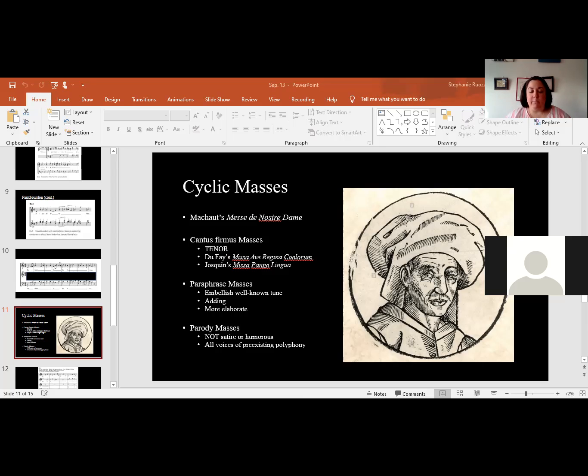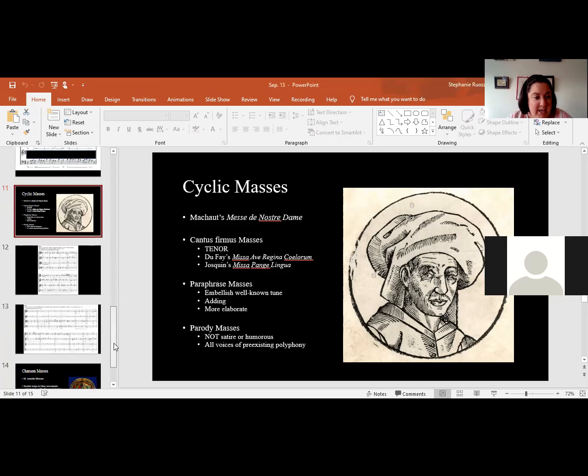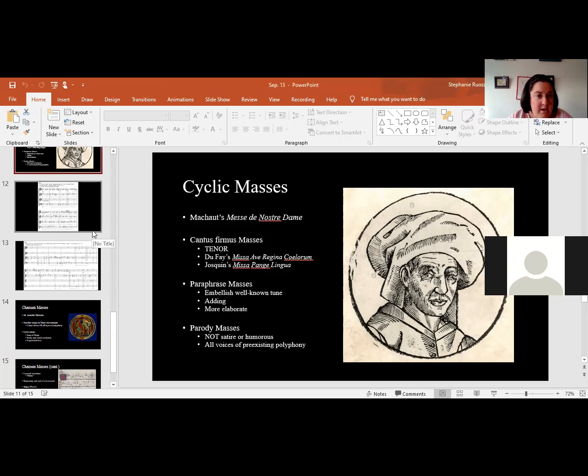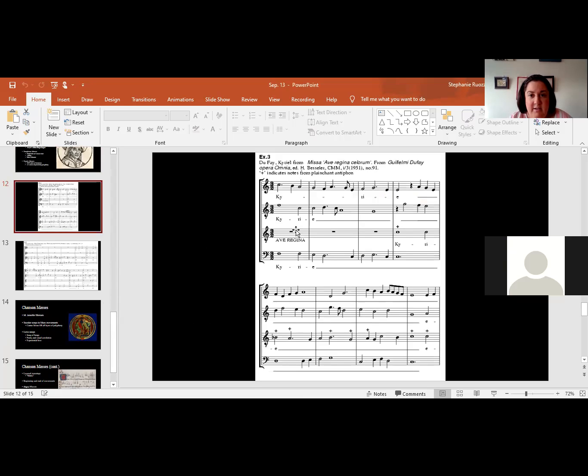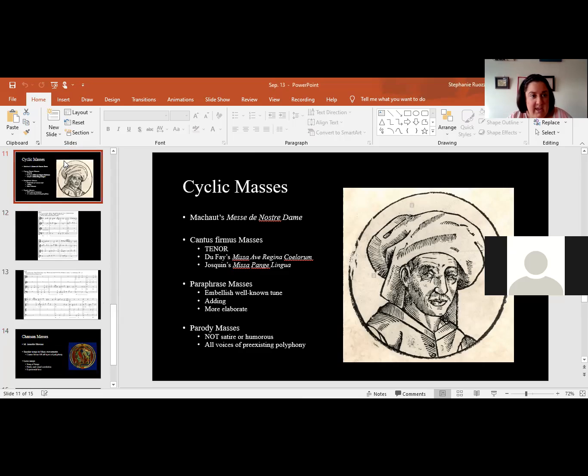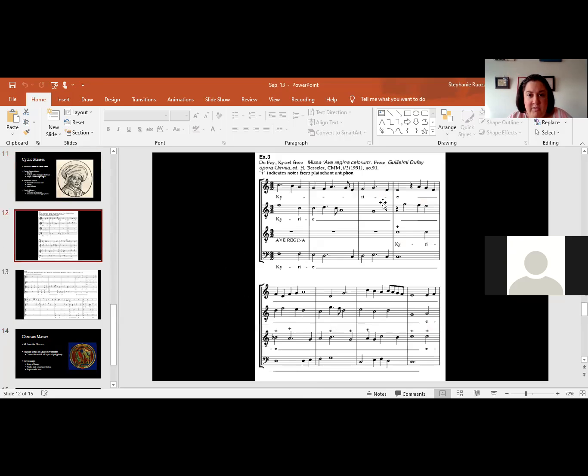These are mass cycles. So these are the ways composers of the Renaissance could build these large-scale works of all five movements of the Mass Ordinary. Now, I promised we were going to talk about a specific type of cyclic mass. I incorporated pictures of those cantus firmus masses, the Missa Ave Regina Caelorum and the Missa Pange Lingua.